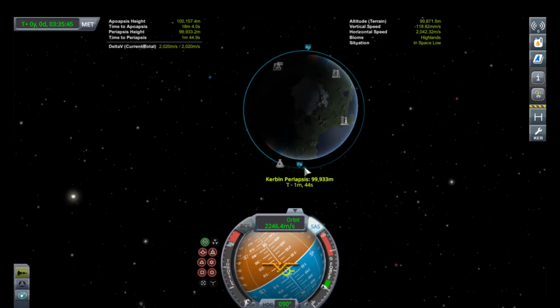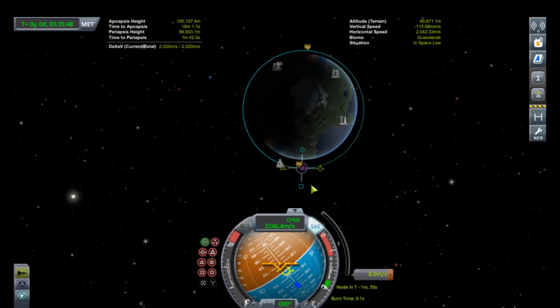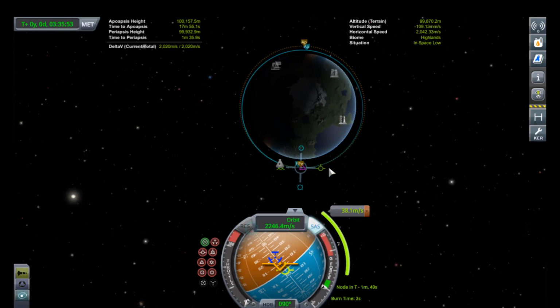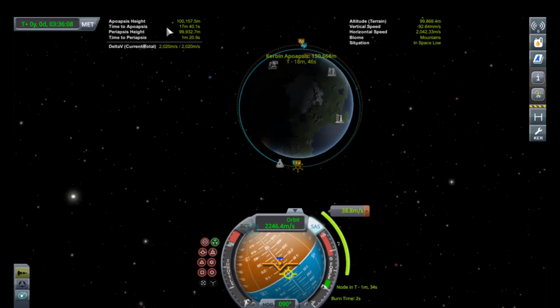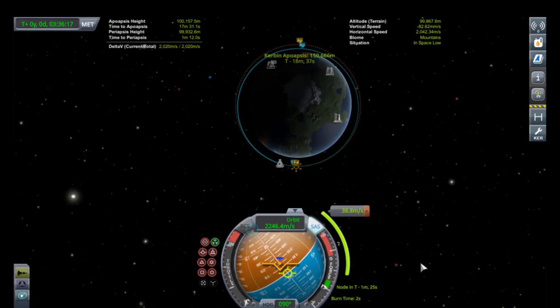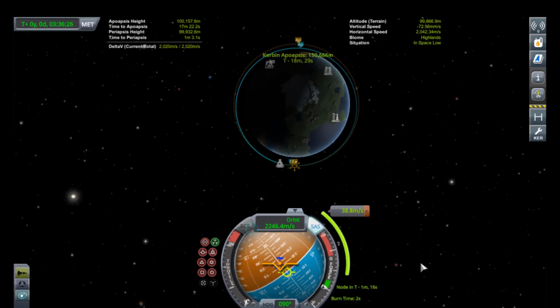So here we are with a circular orbit at about 100 kilometers. We're going to add a maneuver with a delta V of about 38.5 meters per second, and that should raise the apoapsis up to about 150 kilometers. So we have the orbital speed right now that we would expect at about 100 kilometer altitude, and we're just waiting on hitting that maneuver node so that we can do this little 2-second thruster burn.